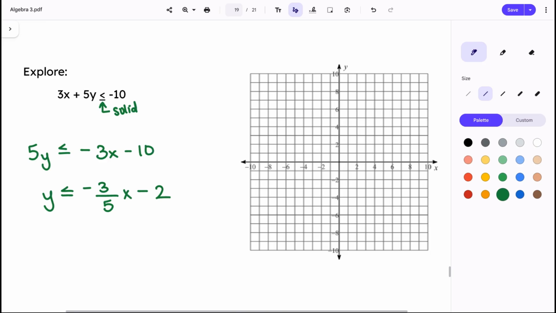Now, to graph this, I would go down 2, and then my slope is negative 3 over 5. So I would have gone down 3, right 5, or up 3, left 5. So there's some points, and then you would draw your line. It should be solid this time.